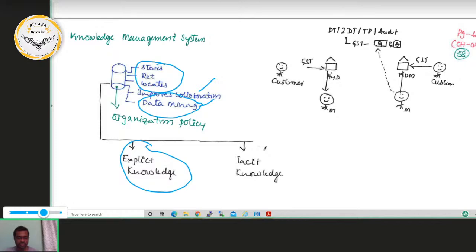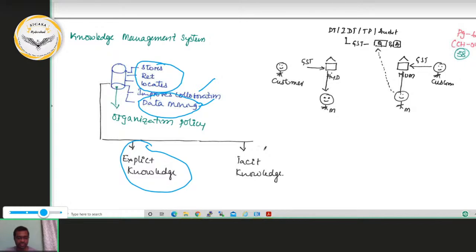So what do you mean by user interface? Using these user interfaces, we interact with the decision support system. Now, without a user interface, can I interact with the decision support system? It is not possible. So a user interface is required to interact with decision support systems.